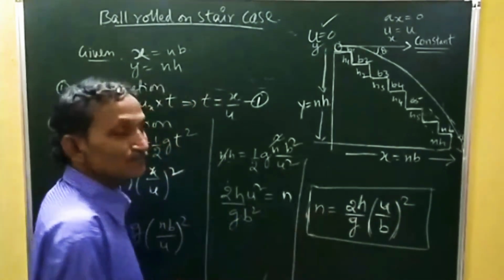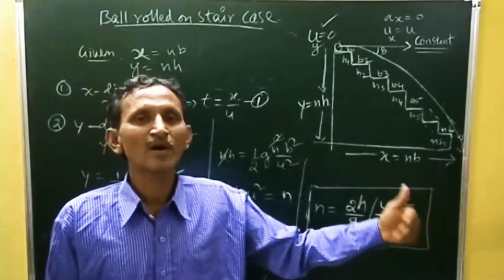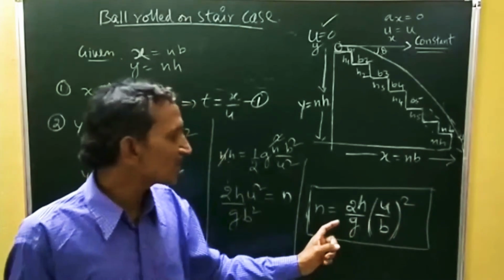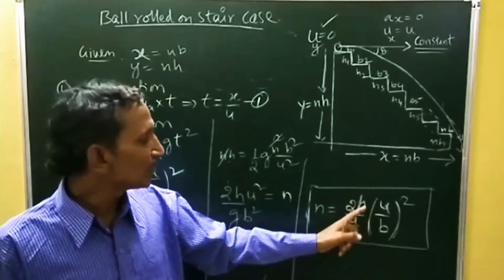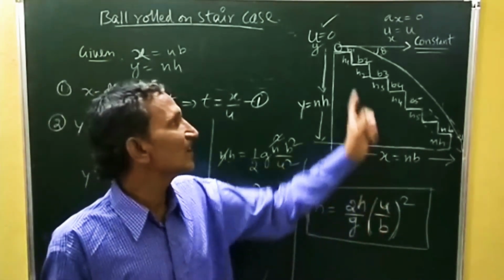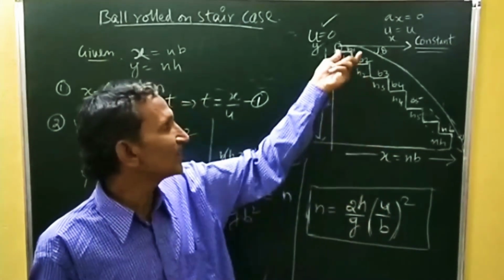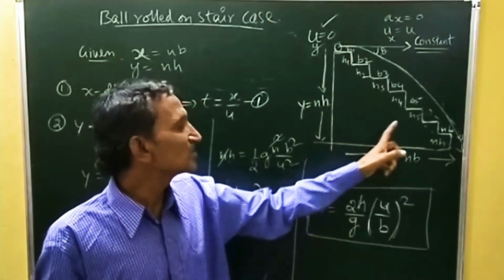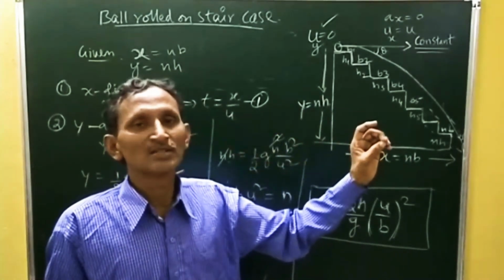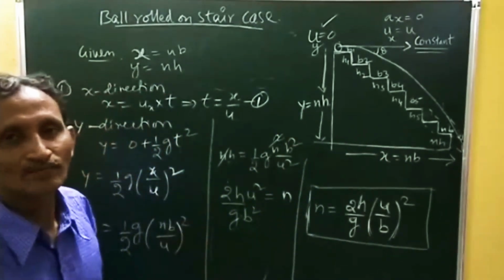So n stands for the step on which the ball hits first. By knowing the other factors, if you know the h value, the g value, the initial velocity along the x component that remains constant, and the width of the step, you can easily calculate on which step the ball is going to hit. Make a note of it.